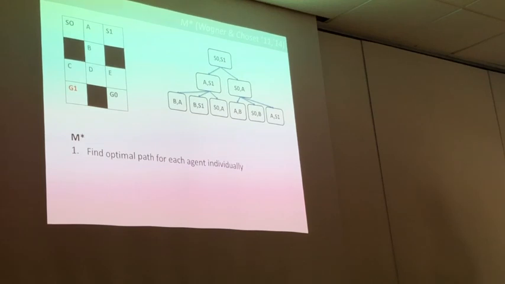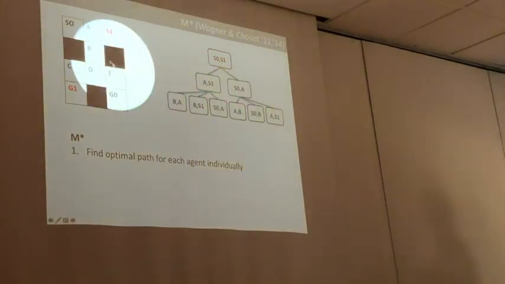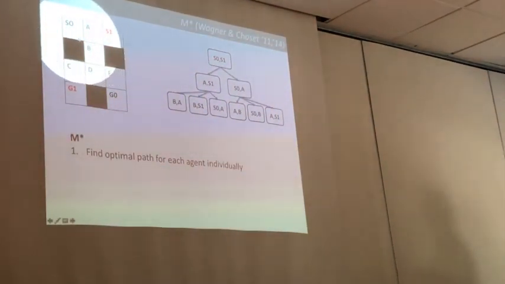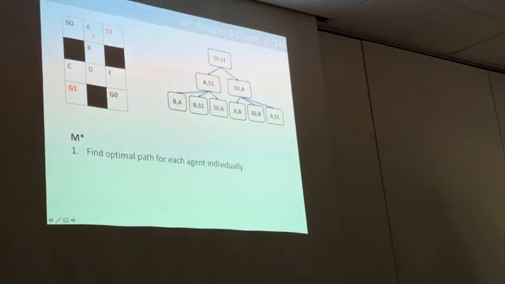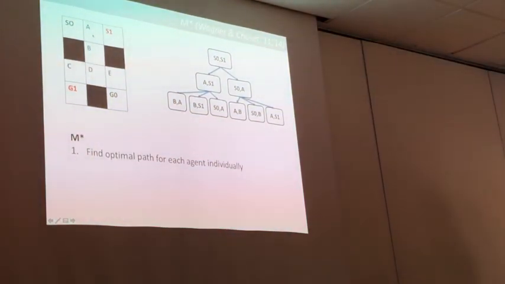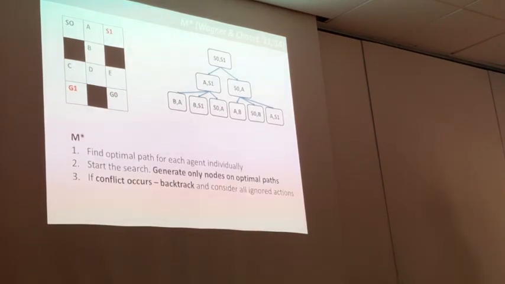In this case, for example, what is the optimal thing for each agent? If it ignores the other agent, what's the optimal move for agent 1? Go to A. Right? And what's the optimal thing for agent 0? Also go to A. Okay. So each one of them will tell you to go to A. In this case, this is not possible. So if there is a conflict, then you backtrack only along this branch, and you explore other options.